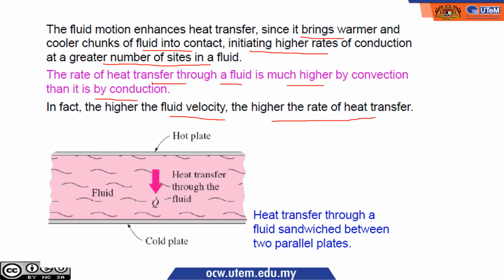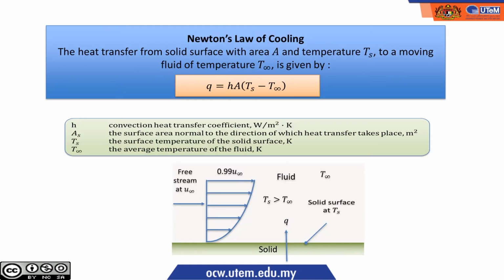So for example, if we have a hot plate and a cold plate, and in between we have fluid or air also considered, okay. And the heat transfer to the fluid is Q dot. Heat transfer through a fluid sandwiched between two parallel plates will be by convection. This one is convection only. Okay, how to calculate it? We use Newton's law of cooling.